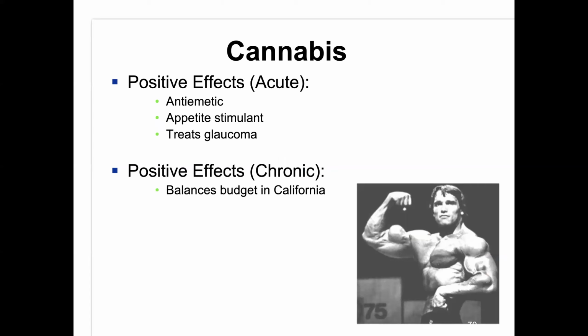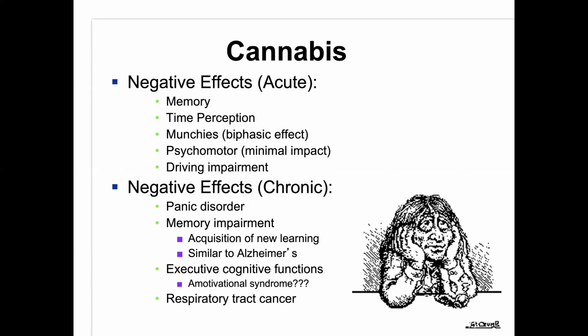In the short term, cannabis is associated with appetite stimulation, antiemesis, and the resolution of glaucoma. In the long run, its legalization helps balance the budgets of California, Oregon, Colorado, and Massachusetts. Negative effects include memory deficits and driving impairments while under the influence. There is also an increased risk of respiratory and testicular cancer. However, there is also evidence that THC decreases tumor size for a variety of cancers.